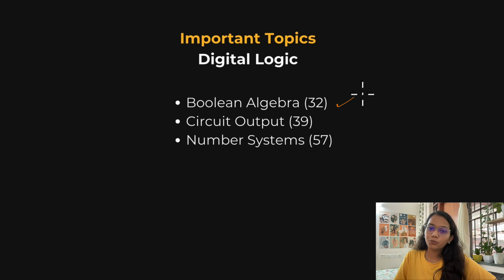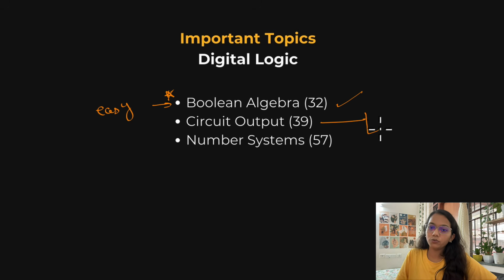The first one is Boolean algebra. This is a really easy topic to cover, and it will not take you more than 1 to 2 days. You have to study some truth tables and Boolean variables, etc. You can cover this very easily in 1 or 2 days, and the questions from Boolean algebra are also very easy. So you must cover this topic.